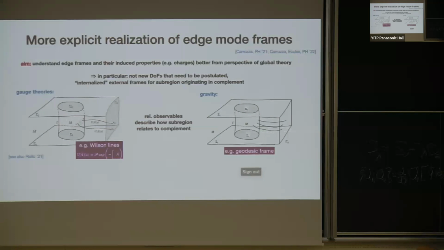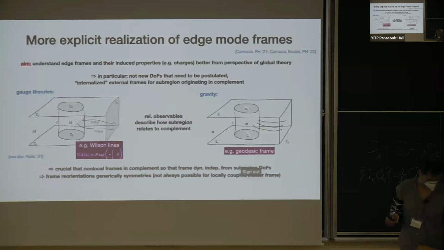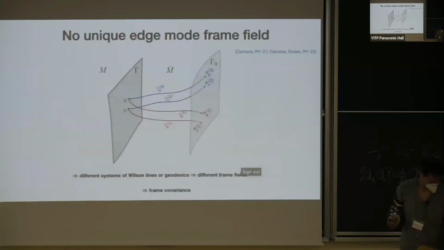But since they originate in the complement, when you look at the framed rest observables or the relational observables on the boundary, what they really describe is how that finite subregion relates to its complement. So that's also somewhat important. Anyway, one can also show that you get no unique edge mode fields, so you run into the question of frame covariance.